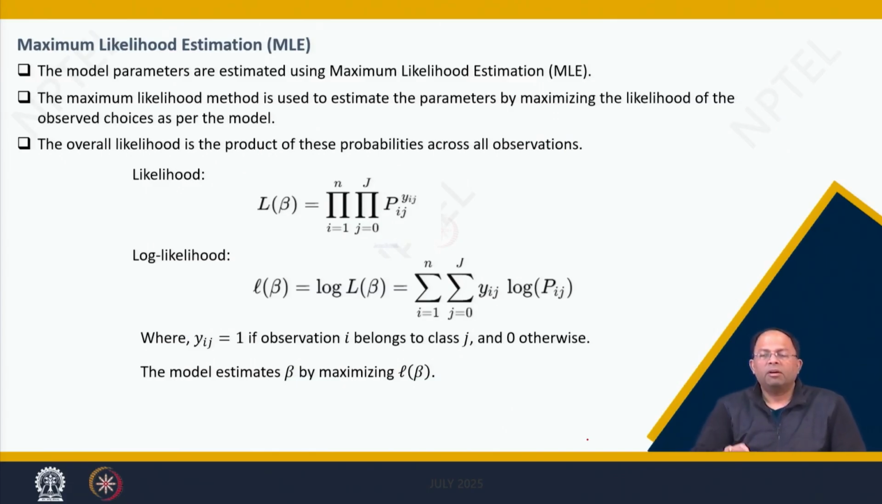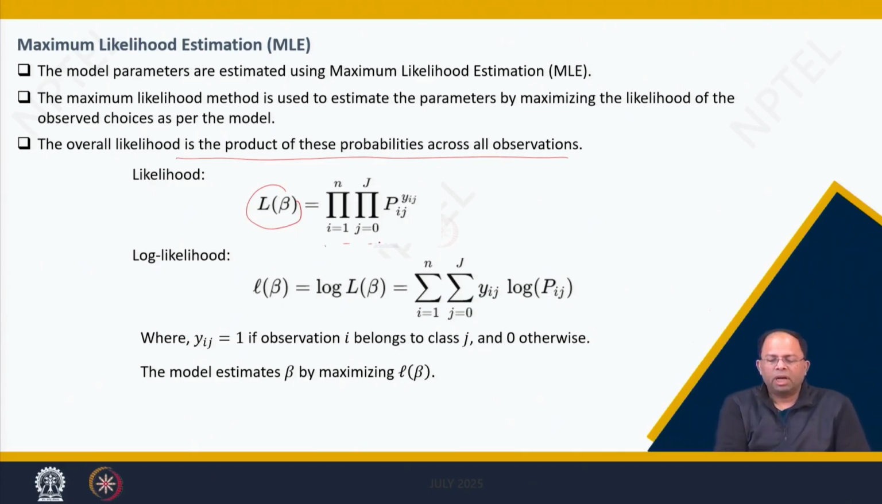Once we have that, we can estimate the model parameters using the maximum likelihood estimation here as well. So again, we maximize the likelihood of the observed choices as per the model. Based on the observed data set, we will run the probabilities, and by changing the beta parameters, we can fine tune the values of beta. The overall likelihood is the product of these probabilities across all observations. So this is the likelihood function.